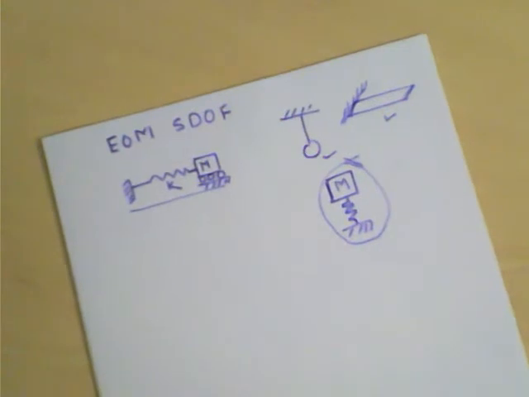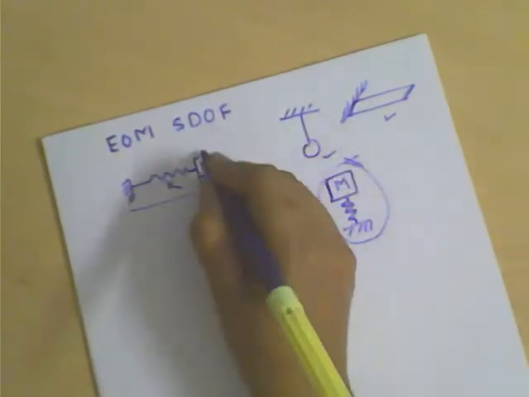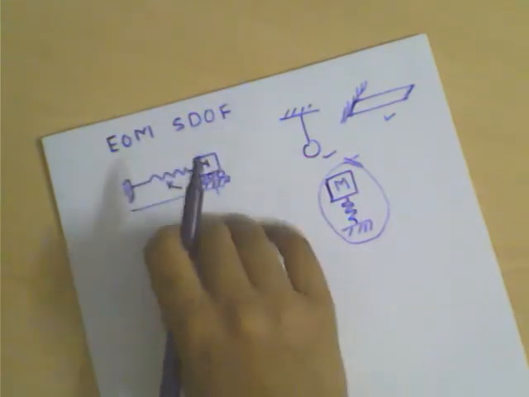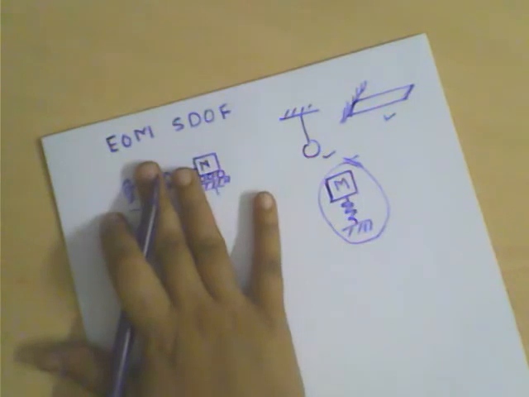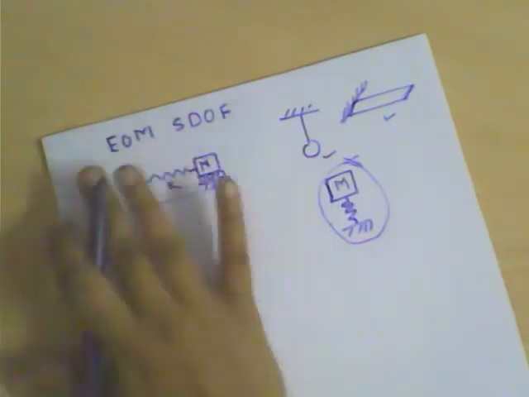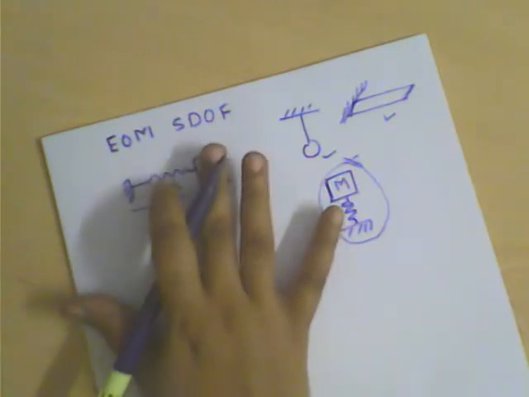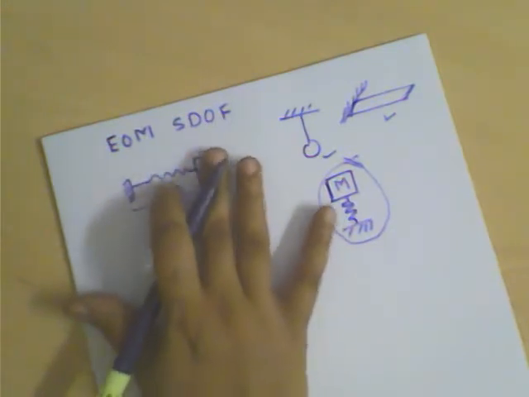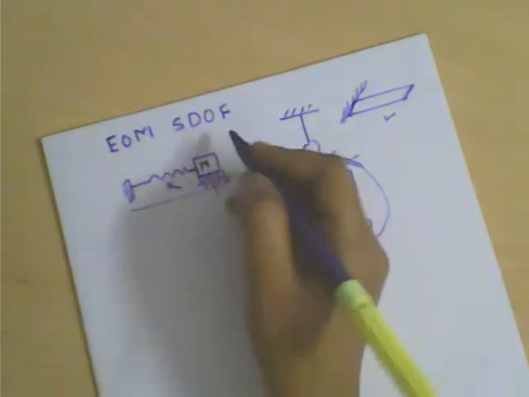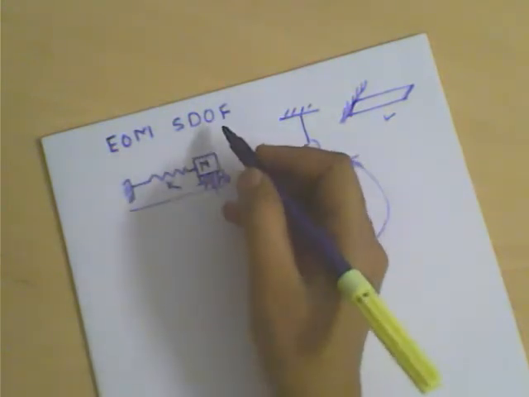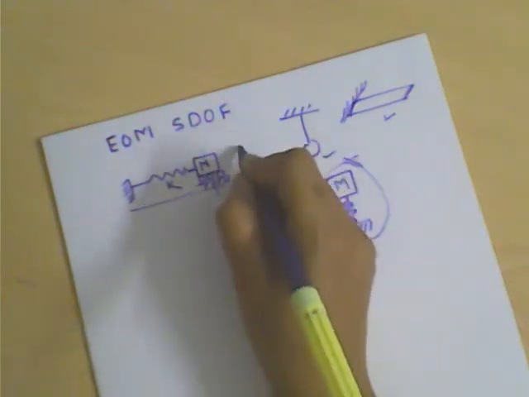Now assume that you are disturbing this mass block from its mean position. Right now the mass block is in the mean position, that is, in equilibrium. It is resting as is, so there is no change in its position, velocity or acceleration. Now assume that you disturb it, either by giving some initial velocity or some initial displacement. Let's start with the initial displacement.